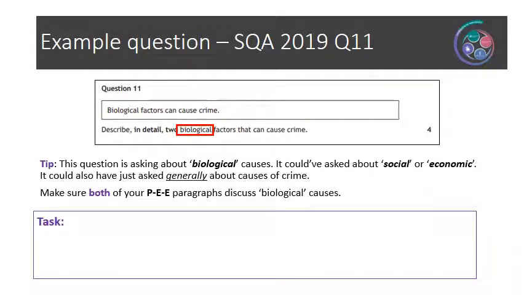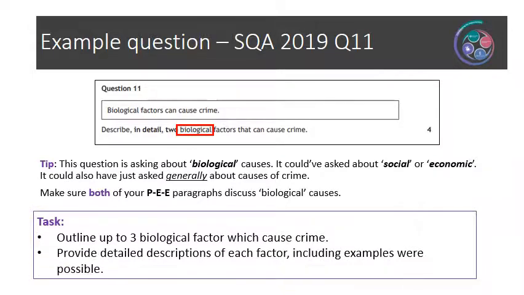And you now have a task to complete. I would like you to outline up to 3 biological factors which can cause crime, and to provide further detailed descriptions of each factor, including examples where possible. You should pause this video at this point and have a go at completing this in your jotter.